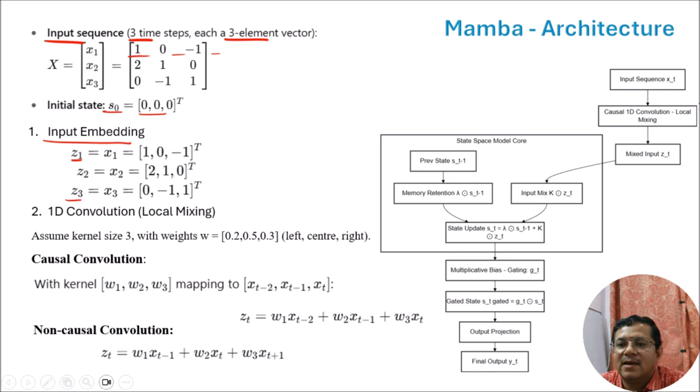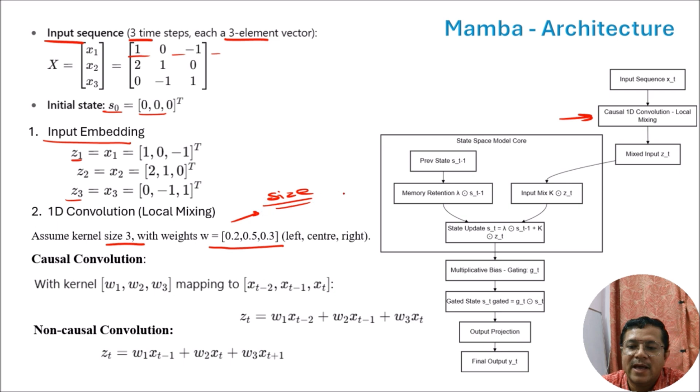And after that, our next task is to calculate the 1D convolution, also known as local mixing. For that, we assume that we have a kernel of size 3 with these weights. It is very important to know that we can fix the size of the kernel as a hyperparameter, but we cannot fix the values of the kernel a priori. This is a learnable feature in the Mamba architecture.